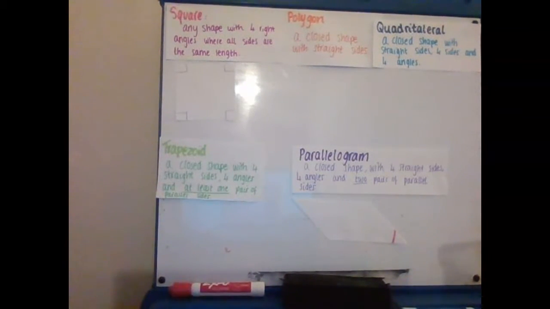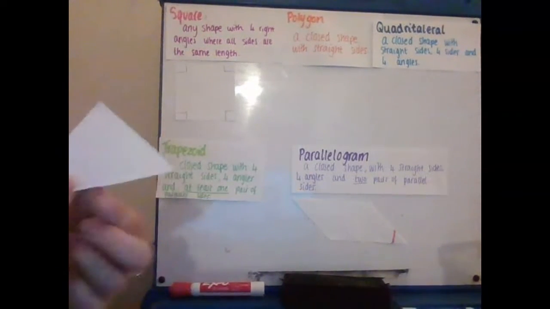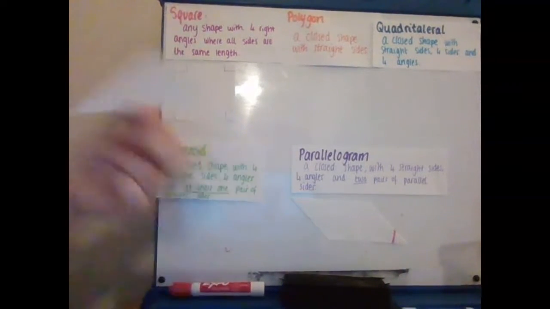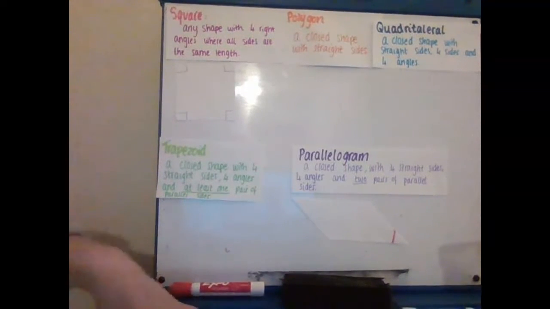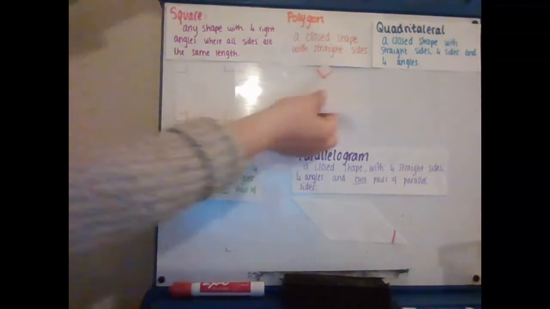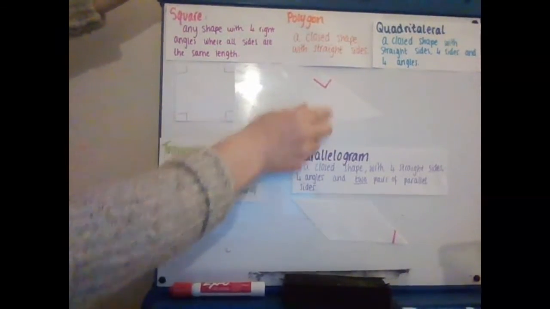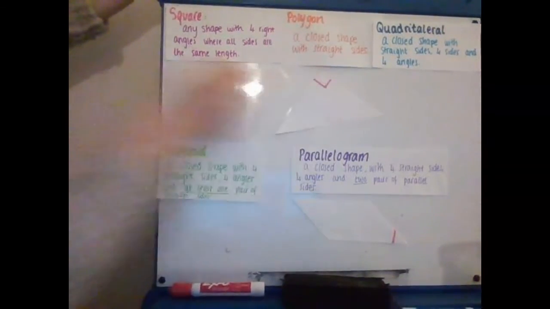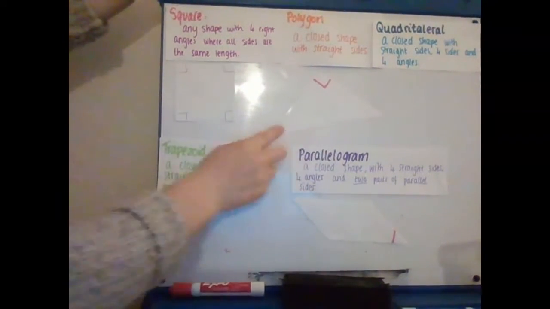Now I have some other shapes. A polygon is a closed shape with straight sides. I can say right here that this is a closed shape with straight sides. So I'm going to put that on there as our example for our polygon. It doesn't need to have 4 sides, just straight sides. 1, 2, 3, they're all straight and it's all closed in here.